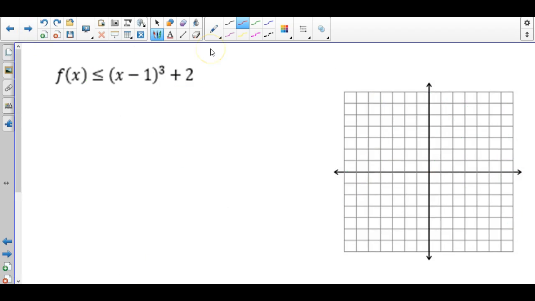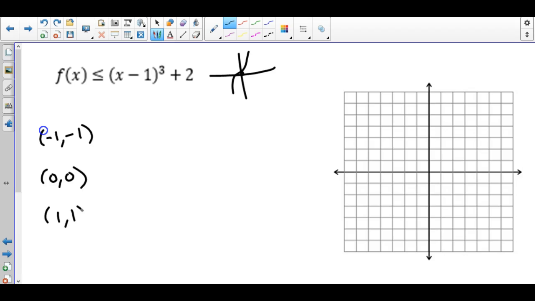All right, the next one will be a cubic function. So a cubic graph is generally just going to have a curve that's going to look something like this with that point of inflection at (0, 0). And again, I have another inequality problem. So with the cubic function, I like to start with the points (-1, -1), (0, 0), and (1, 1).